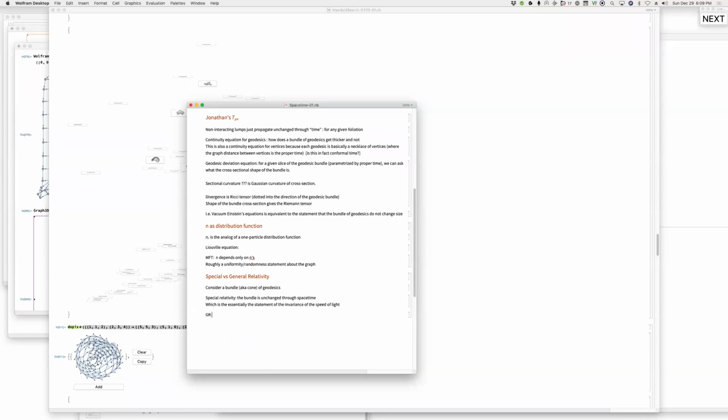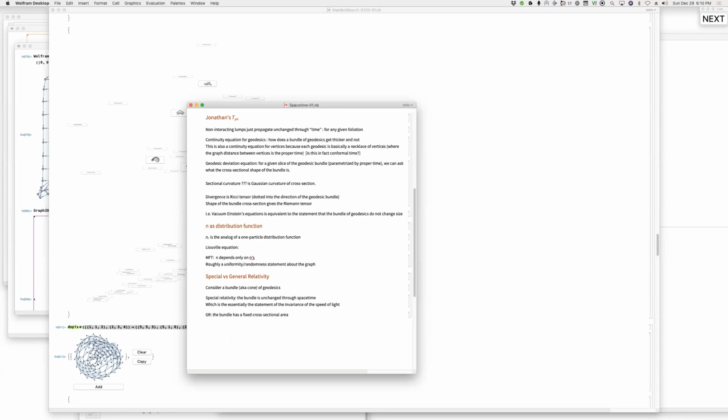So GR is the statement that the bundle has a fixed cross-sectional area. Okay, what's next? So what are the features of the bundle? In a sense, general relativity is making a more precise statement about this bundle. There are two different things. One is a correction to general relativity, in which the cross-sectional area isn't fixed. And the other would be an additional constraint that says something else is true about the bundle of geodesics.